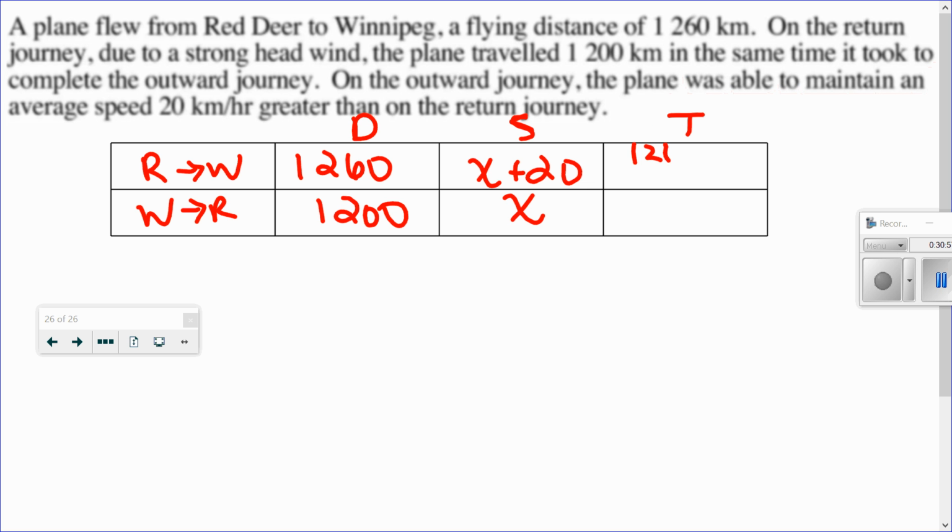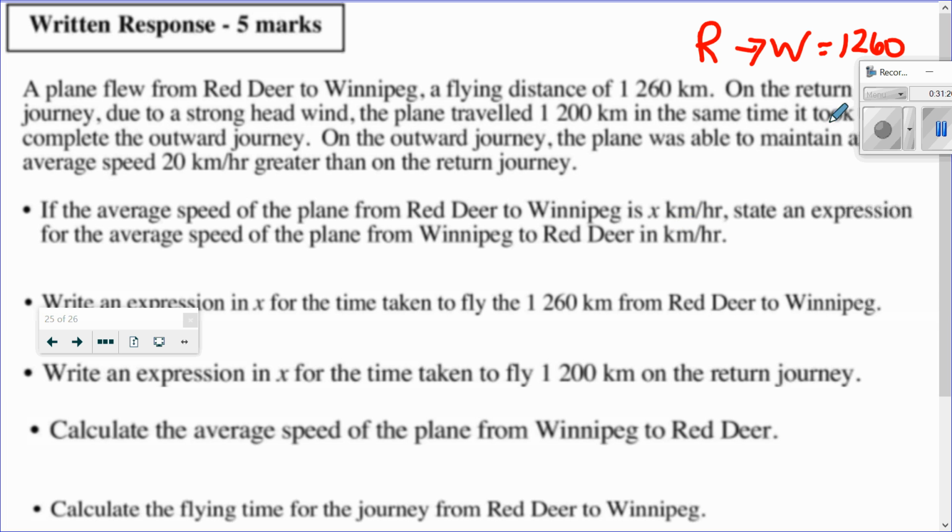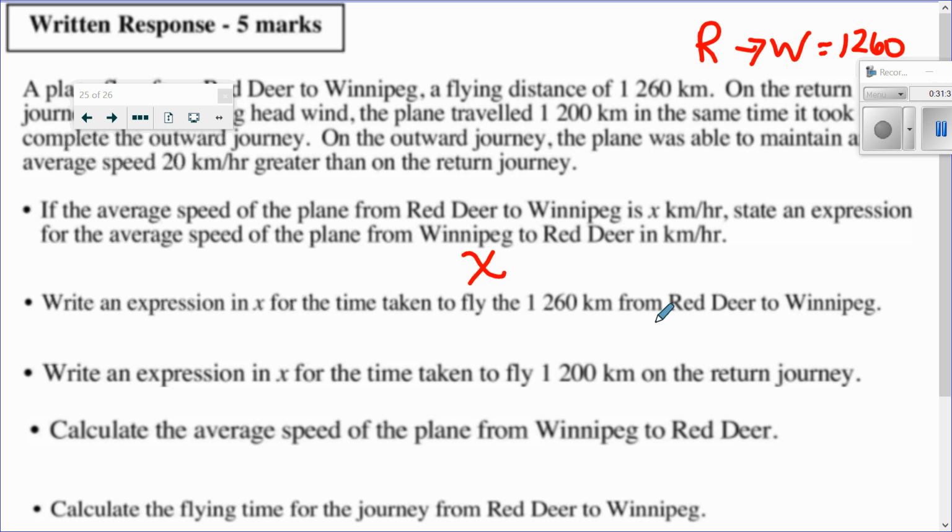So this is 1,260 over x plus 20 and 1,200 over x. Just by filling in my table, I've answered a bunch of the questions on the first page. So we can go back to the first page and see. If the average speed is this, state an expression for the average speed from Winnipeg to Red Deer, we said was x. Then it says write an expression in x for the time taken to fly from Red Deer to Winnipeg. On our table that was 1,260 divided by x plus 20.